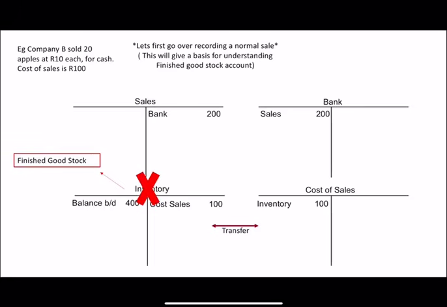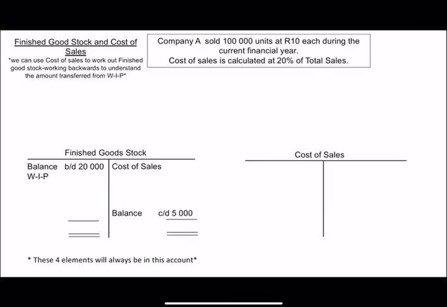So we would work sales exactly the same way, cost of sales exactly the same way, except cost of sales now, the counter account is not inventory, but rather finished goods stock. Okay. So let's work with this. Finished goods stock and cost of sales.